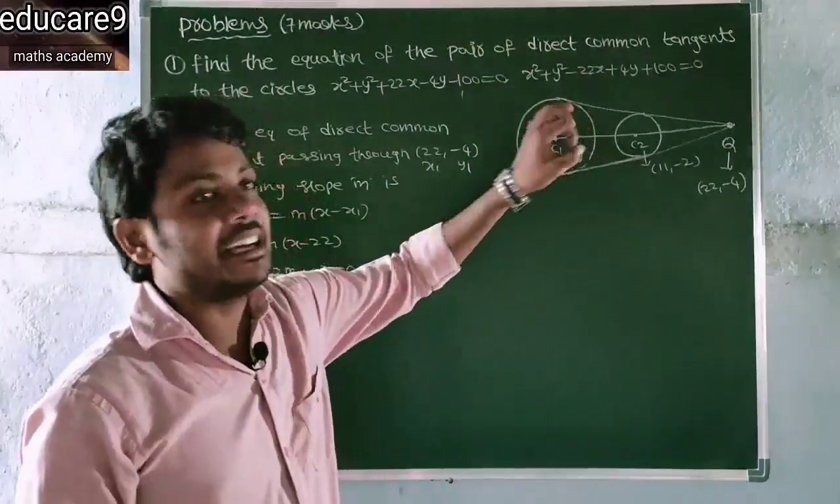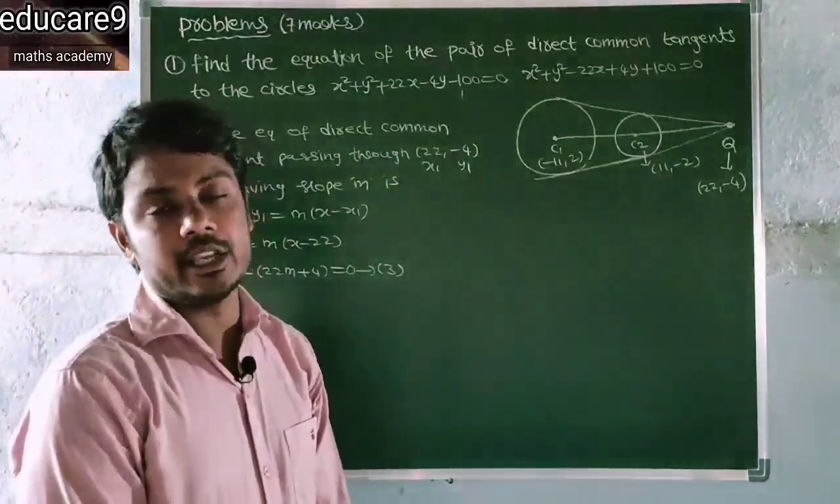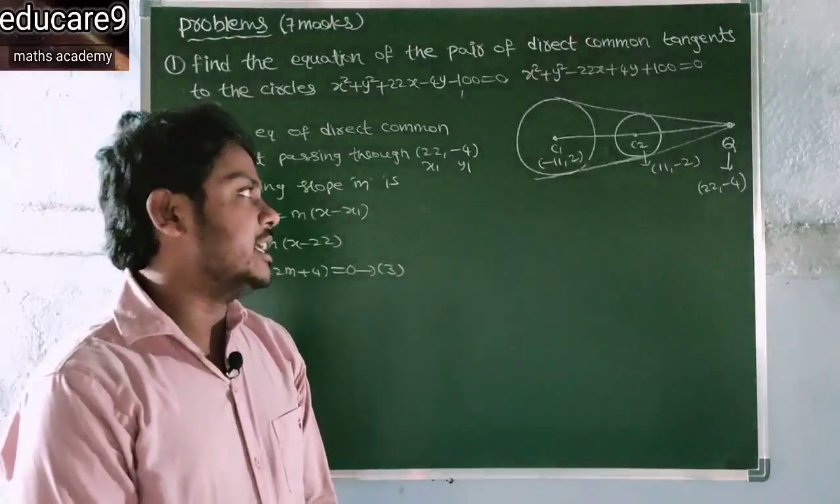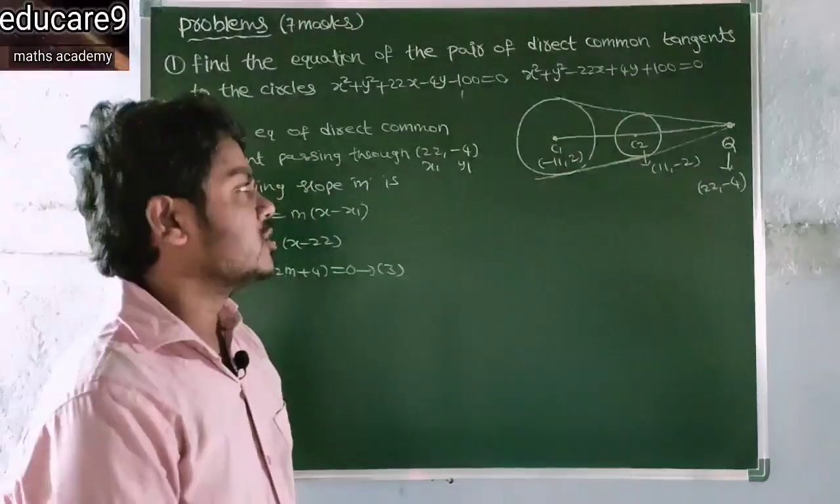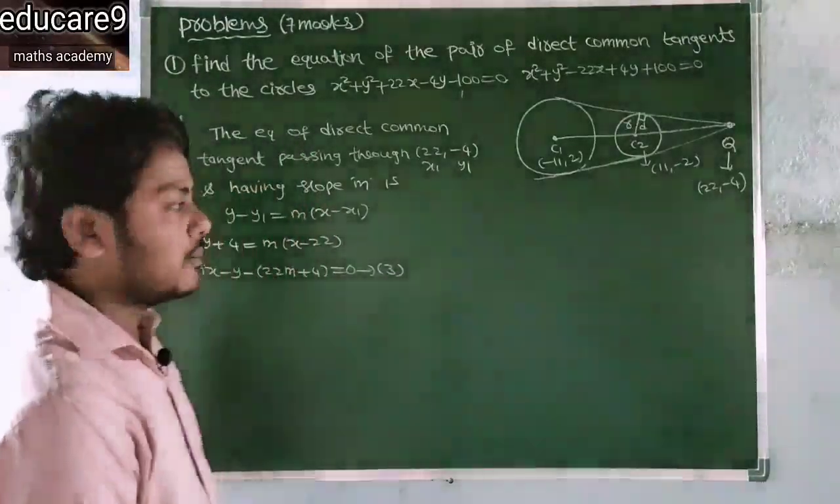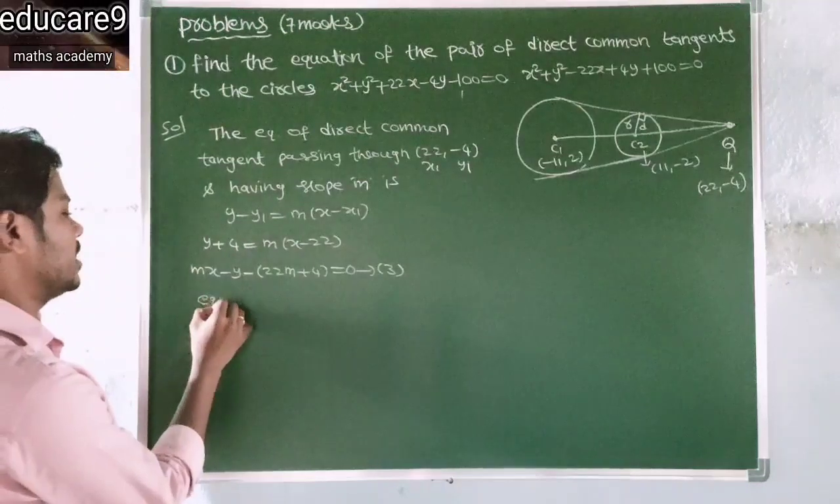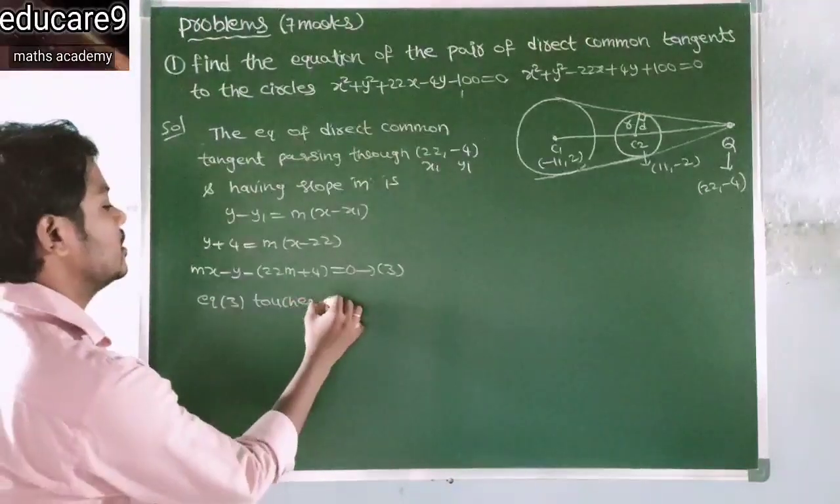Clearly that line touches the circle. Therefore what is the condition? R is equal to D. D is the perpendicular distance from the center to the line. So consider here either the first circle or the second circle. Now see here, equation 3 touches circle 2.